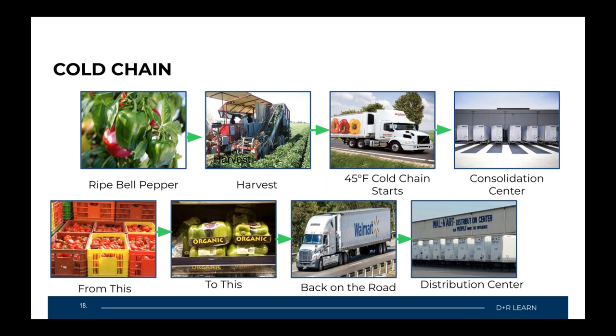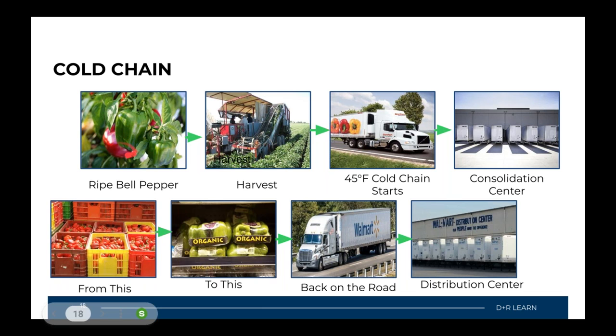Once it's harvested and it's crated, the bell pepper is loaded onto its first truck. So you can see here, we've got a bell pepper. Sometimes they're ripe, sometimes they're picked. A lot of the times they're picked before they're ripe, depending on the process as well. But in the cold chain process, you'll find that bell peppers are probably picked a great deal of time before they're ripe. And they're harvested and placed onto a truck.